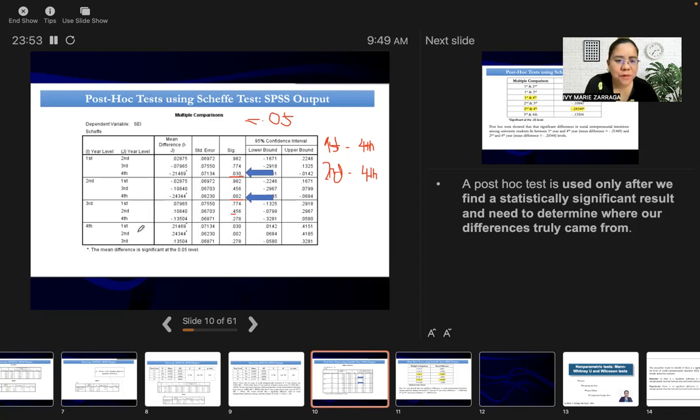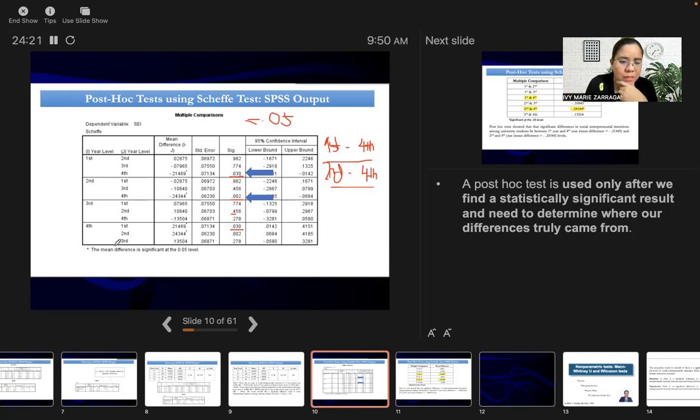Then fourth year to first year, significant. Pero ito na rin siya, yung first year and fourth year. So hindi na natin siya isasama dito kasi parehas naman din dito sa una nating na-identify na may significant. And then yung fourth year to second year, ito na rin yan. So to summarize, may pagkakaiba between first year and fourth year. Then second year and fourth year.